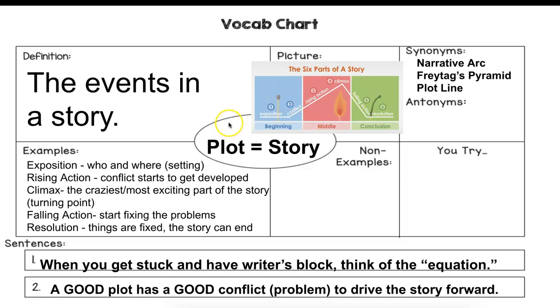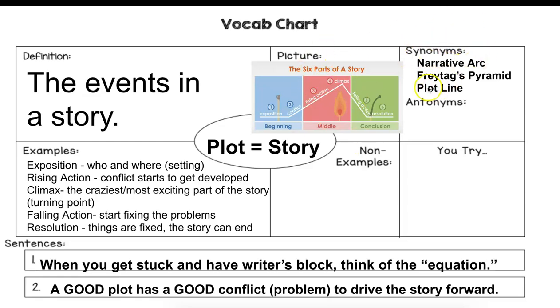One time I read a story back when I taught English, and it was called The Watsons Go to Birmingham, and it had normal exposition, rising action, but the rising action lasted forever. And then they had a little bitty falling action and resolution, and that's great. The creative writer was just doing something new and out of the ordinary.